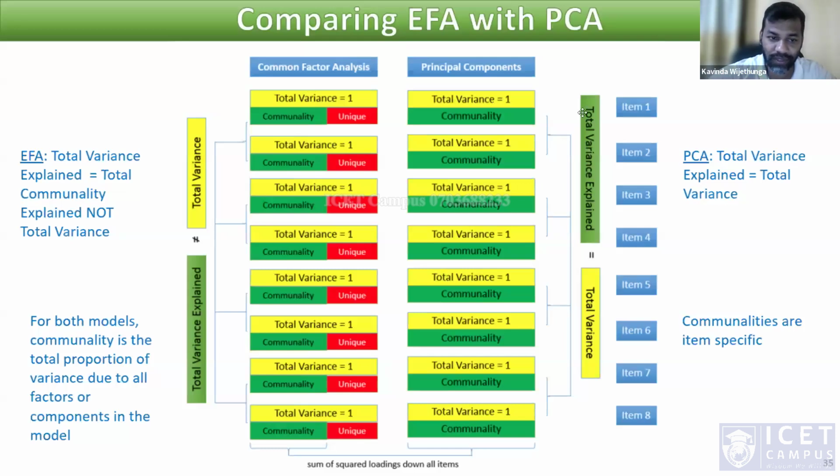So this is actually the difference. To make the total variance explained equal, we can take the sum of the squared loadings. But when it comes to principal component analysis, total variance explained is equal to total variance. That is actually the major difference between principal component analysis and exploratory factor analysis.